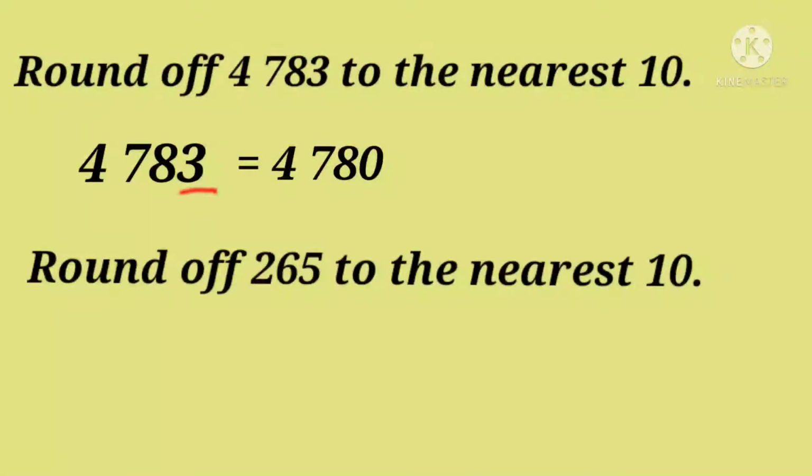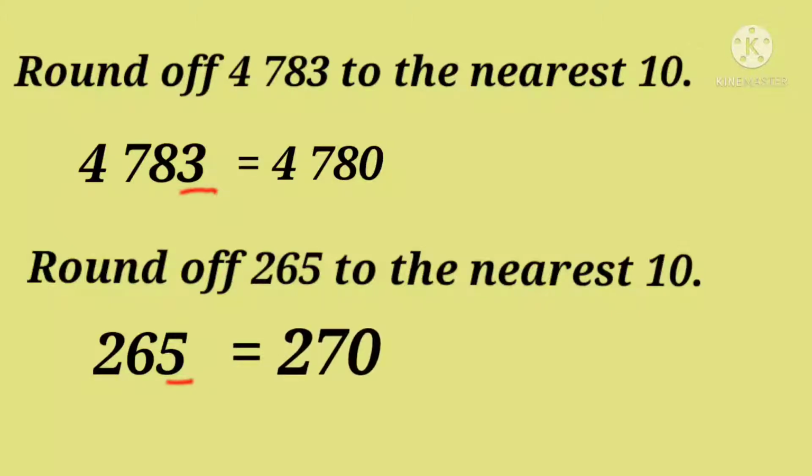But if we have to round off 265 to the nearest tens, we see the digit at the ones place is 5. And since we have already discussed earlier that if the digit at the ones place is 5 or more than 5, then we increase the digit at the tens place by 1 and write 0 at the ones place. All other digits will remain as they are. So we get the round number 270.